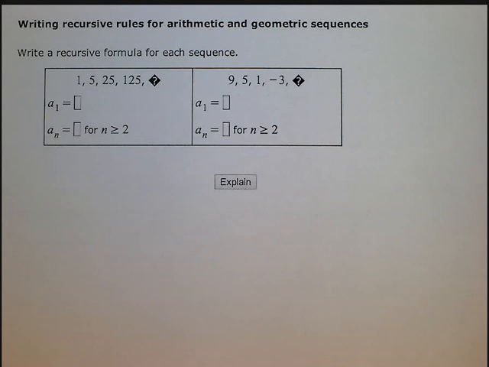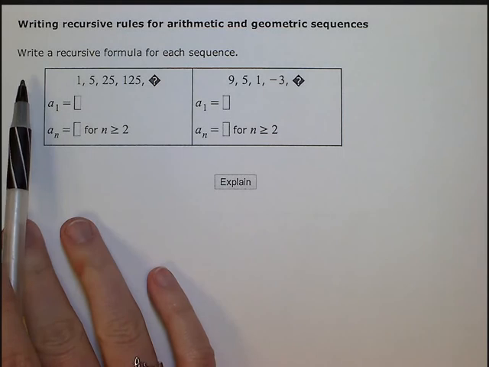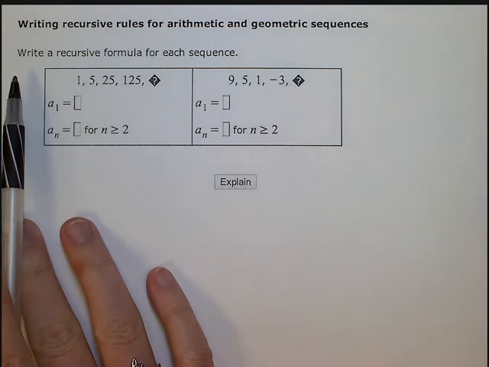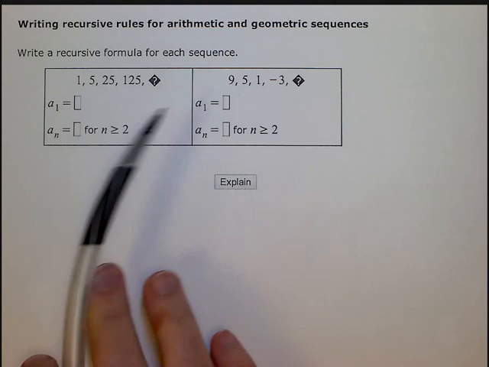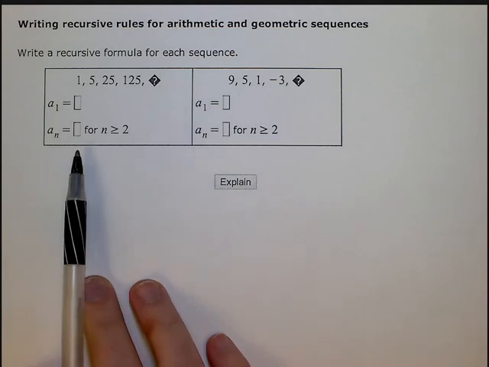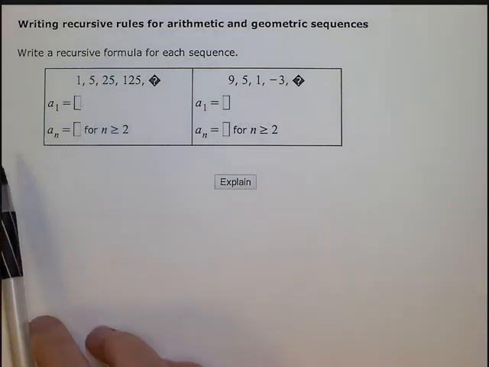Writing recursive rules for arithmetic and geometric sequences. Write a recursive formula for each sequence. Okay, so we have two sequences here. I'm going to start with the one on the left. Now, they don't specify whether these are arithmetic or geometric sequences. So first we need to figure that out.